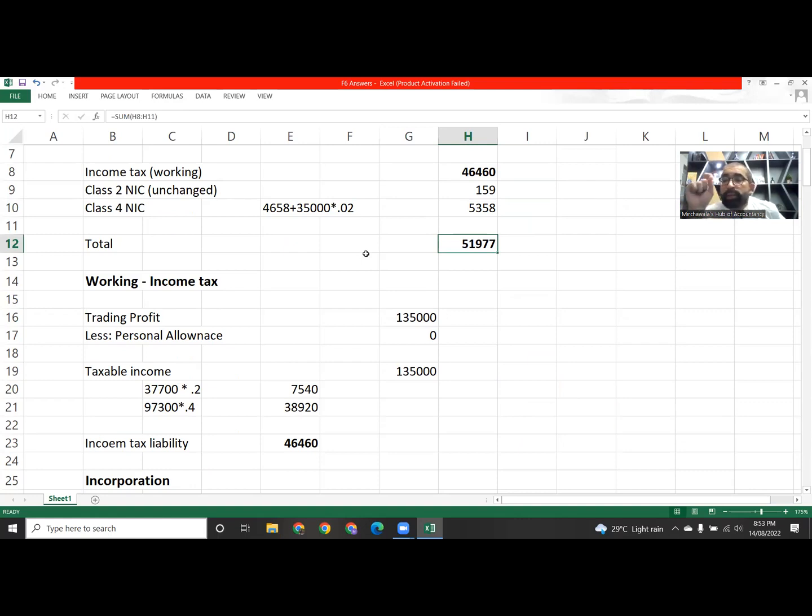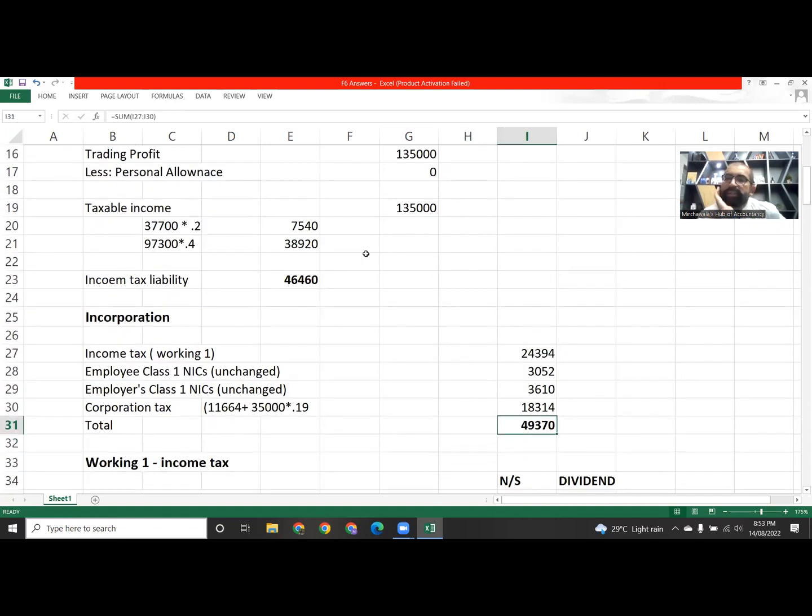The total tax using the sole trader working is 51,977, and using incorporation it is 49,370. So yes, this time with this revised profit, it is beneficial to go for incorporation. Okay, so you will be writing just one line for this: the amount of tax saved. Let me show you that line. Take your time.